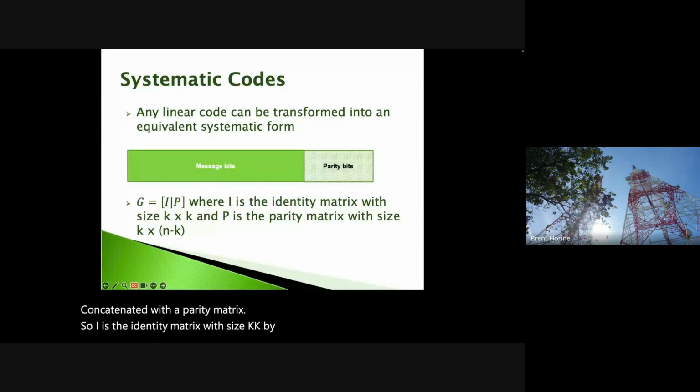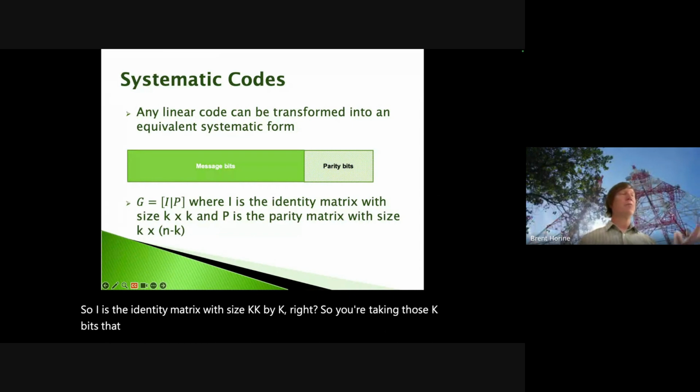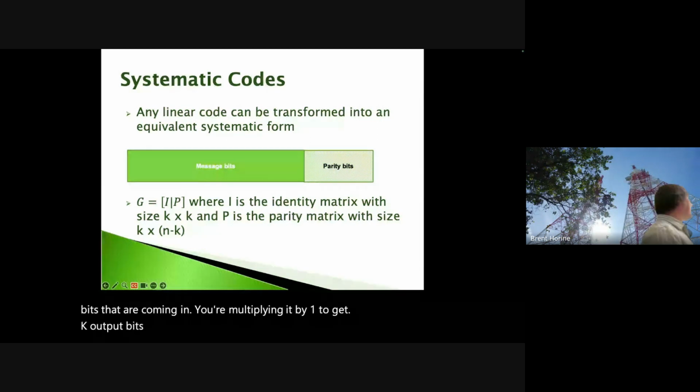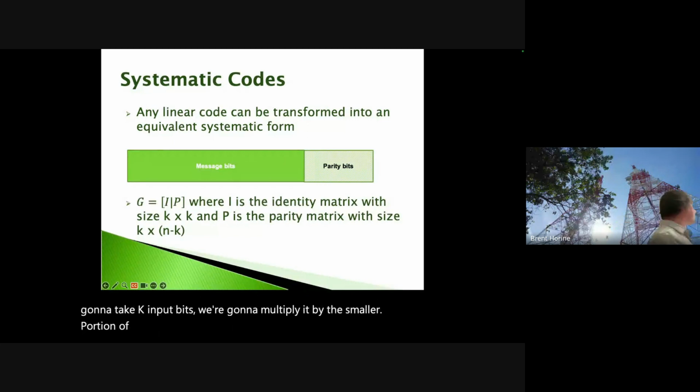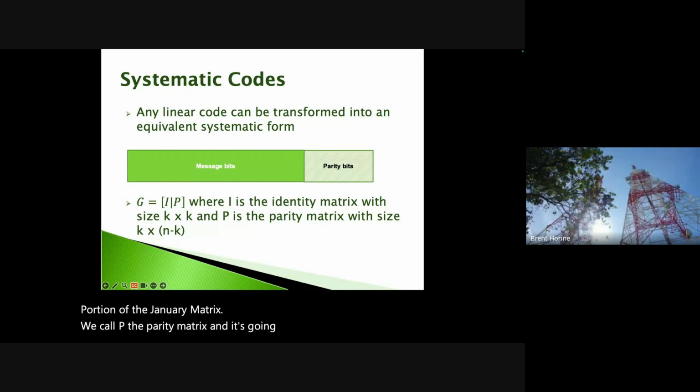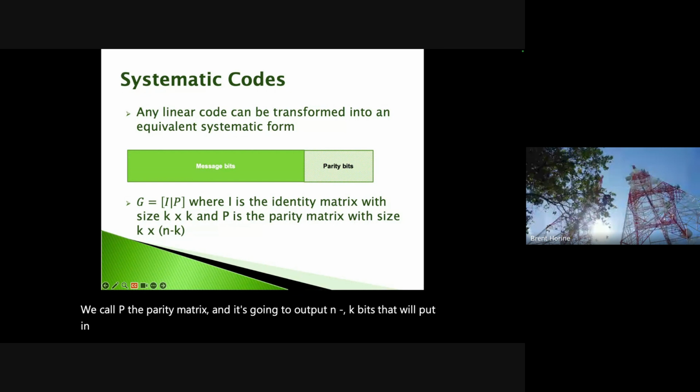So you're taking those k bits that are coming in, you're multiplying it by 1 to get k output bits, right? And P is the parity matrix with size k by n minus k. So we're going to take k input bits, multiply it by the smaller portion of the generator matrix, what we call P, the parity matrix, and it's going to output n minus k bits that we'll put in there. That whole thing will generate a code word.